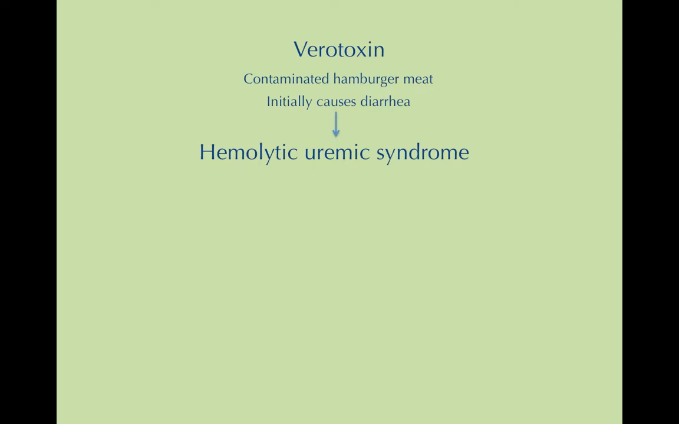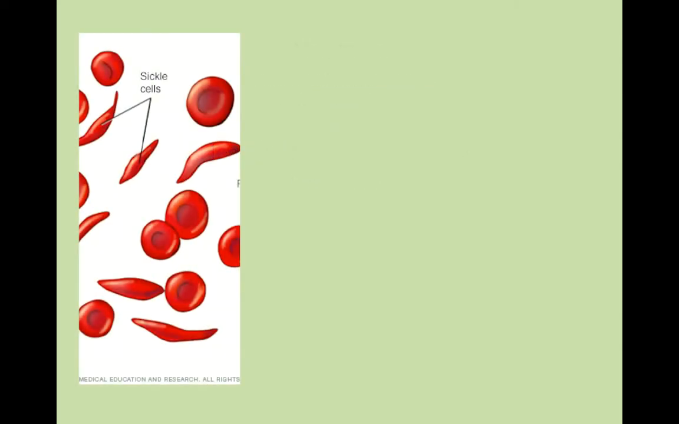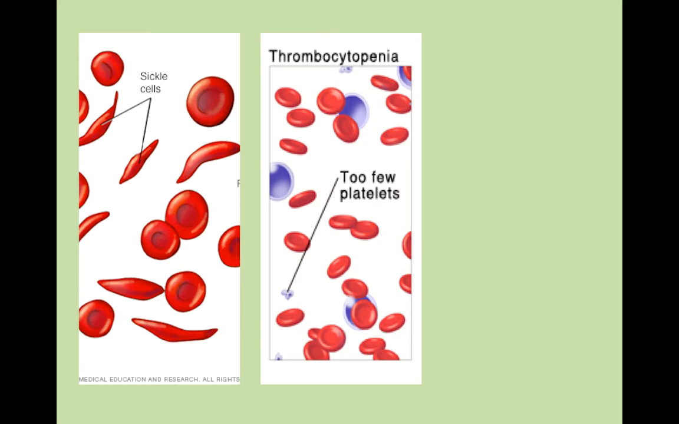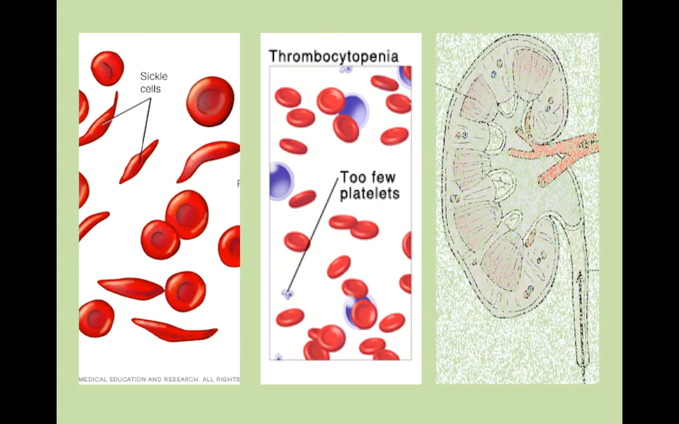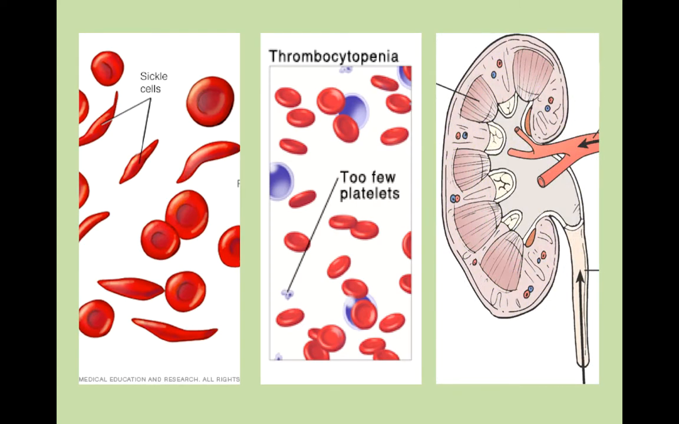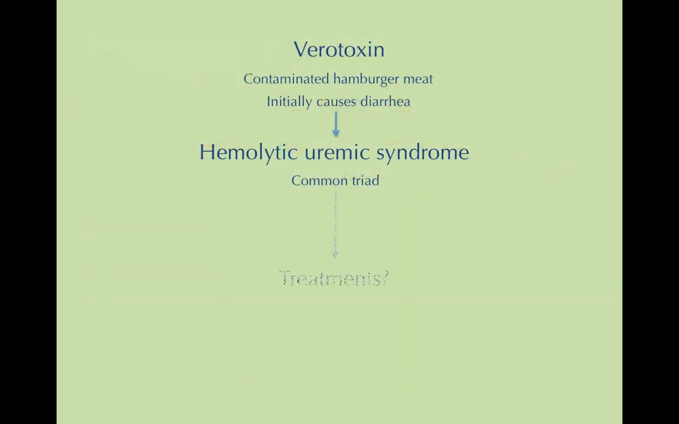Hemolytic uremic syndrome is characterized by a common triad which is commonly shown to result in patients: hemolytic anemia, which is the rupture of red blood cells, thrombocytopenia, which is another term for low platelet count, and acute renal failure, which is when the kidneys stop functioning. So how does one with this disease get help?